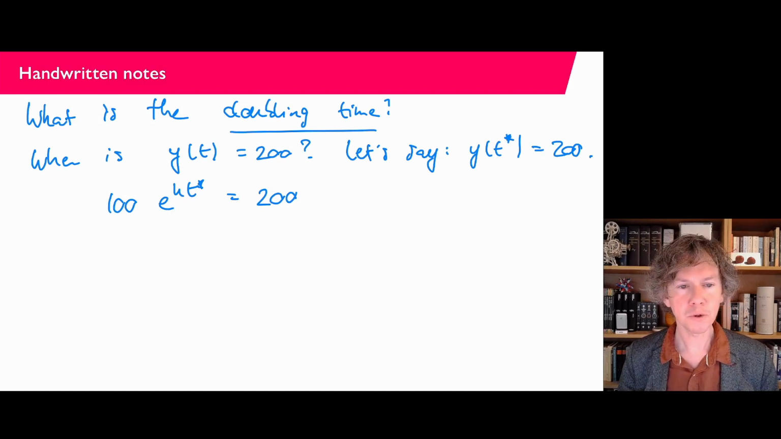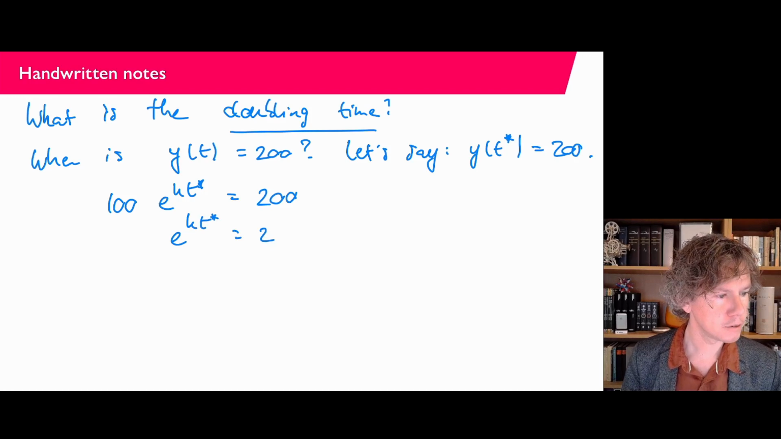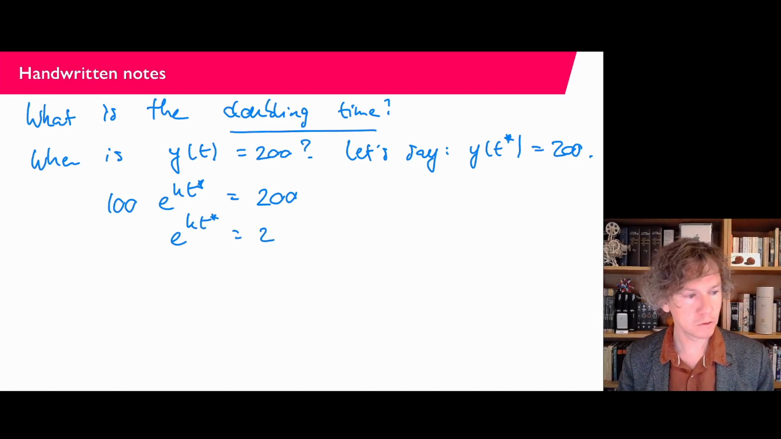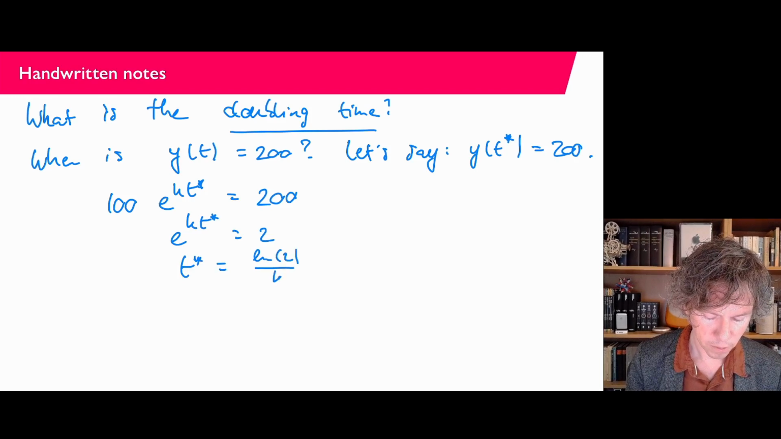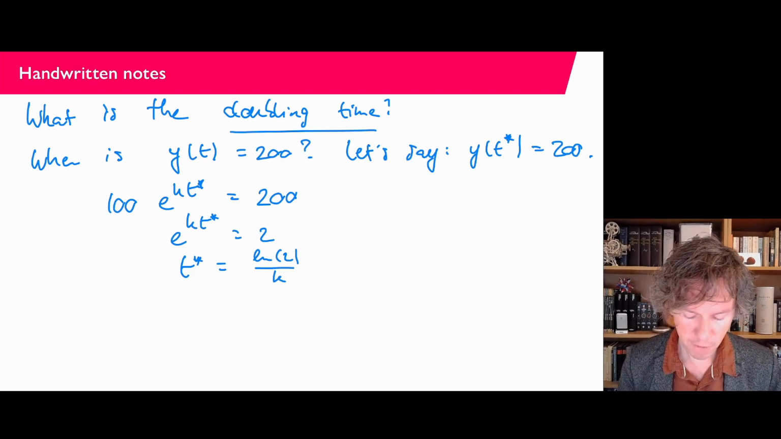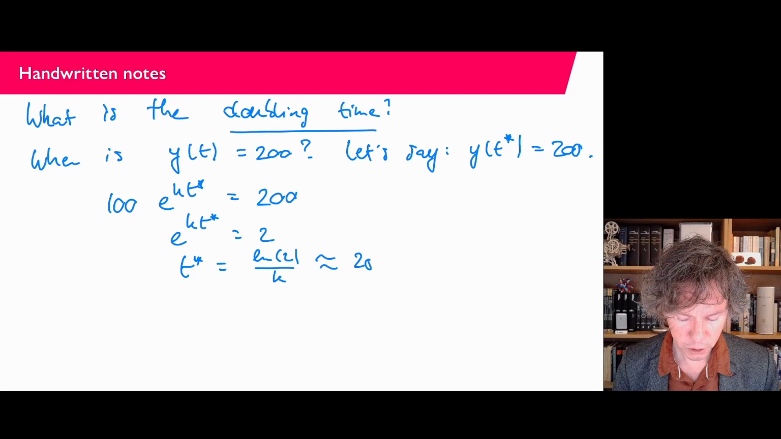So this is similar to what we had before. We have e to the power k t star equals 2. I can take ln's, and then I find k t star is the ln of 2, and then I can divide by k, and I find that t star equals ln 2 over k. If you compute that for the k value that we found, then we would see that this is approximately 28 minutes.